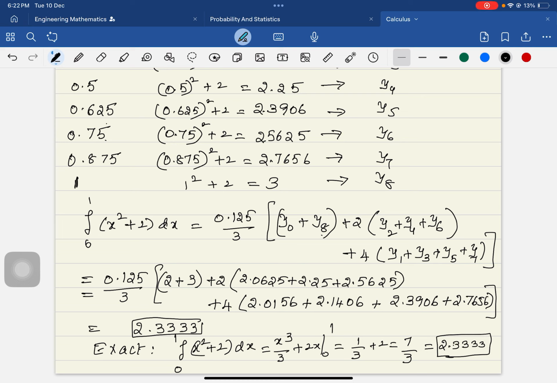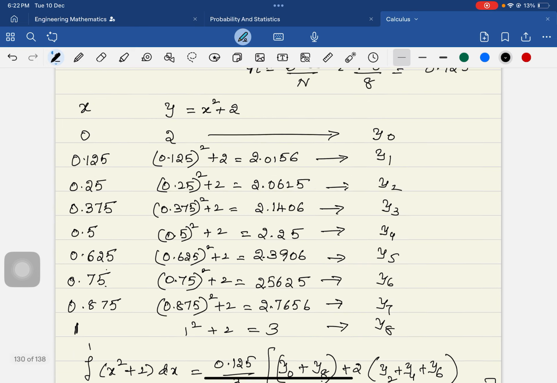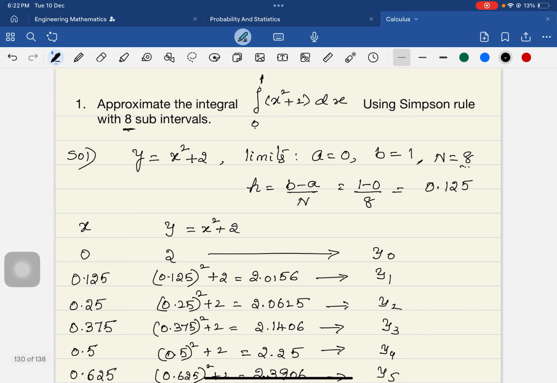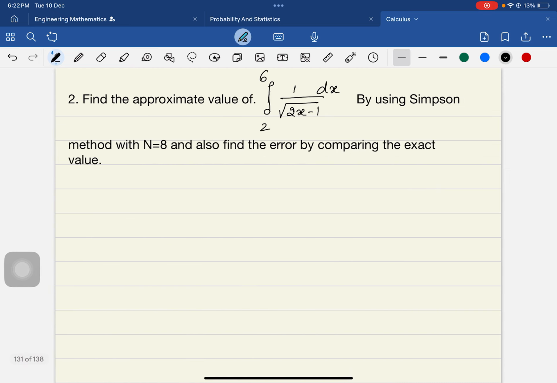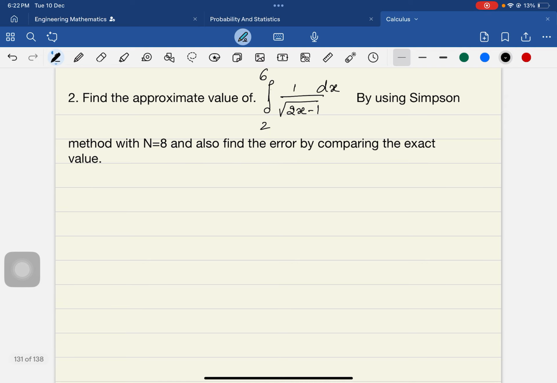So therefore, what is the error? Error is 0. Error is what actually? Exact minus the approximate, which is equal to 0. I hope you could understand the problem clearly. I will do one more problem: 1 over root of 2x minus 1, by taking the number of intervals as n is equal to 8. So let us now solve the problem.